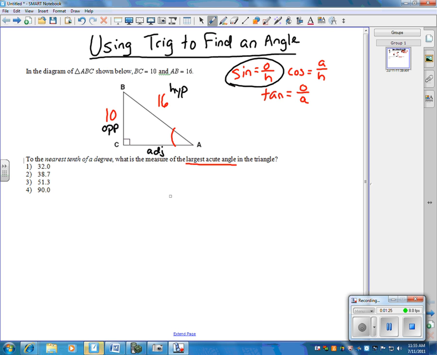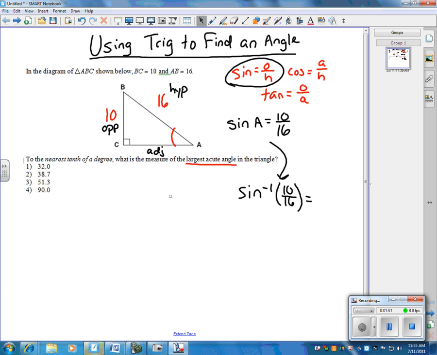So sine of A equals 10 over 16. Now here's the problem. We need to find an angle. We're not trying to find one of the sides, so we got to use the inverse. So down below, I'm going to set this up as the inverse of sine, and I want to figure out what the inverse of 10 over 16 is going to be, so we can get an angle measurement.